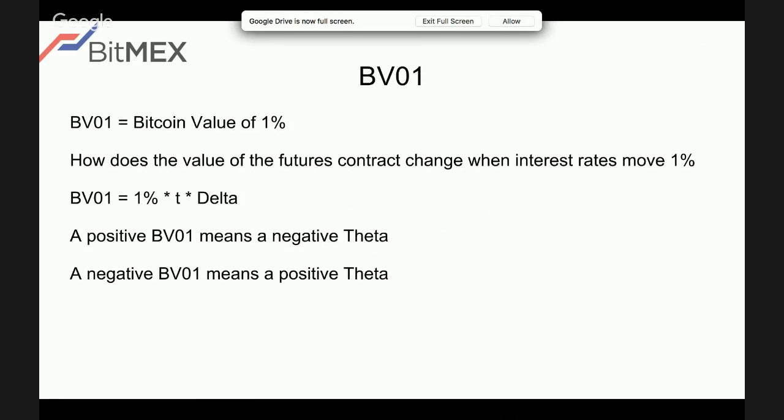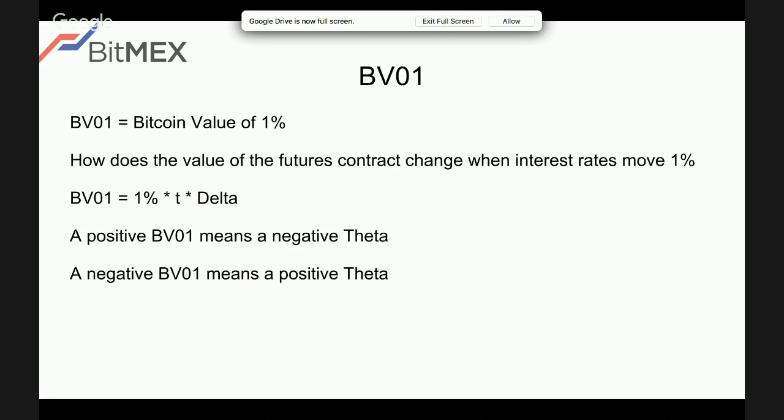Okay, BV01. In traditional finance, there's a term called DV01, which is the dollar value of 1 basis point. So I've amended that slightly for the Bitcoin ecosystem: the Bitcoin value of 1%. I talk about 1% because things move in a lot bigger fashion than in traditional finance, where you're putting on massive amounts of risk on a 0.01% move in the underlying interest rates.